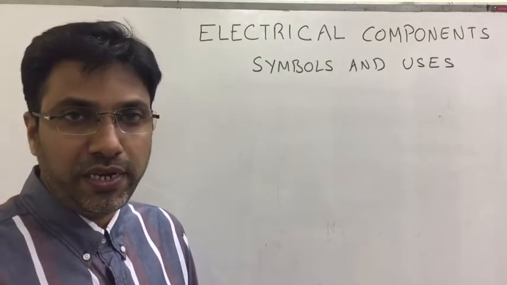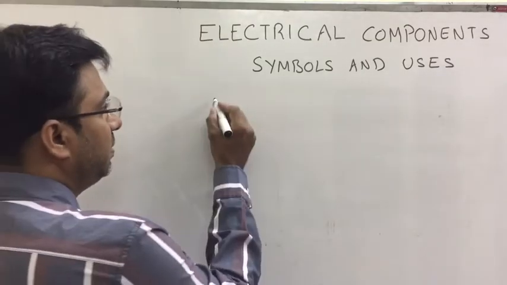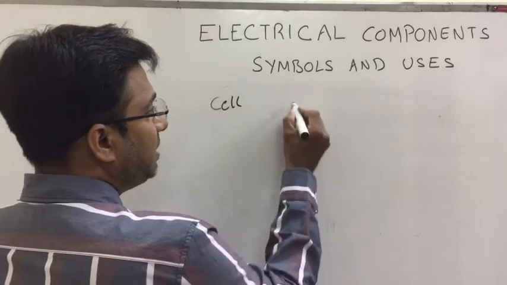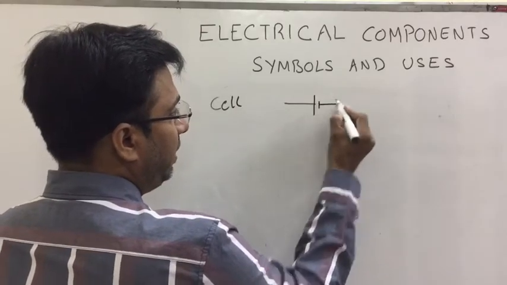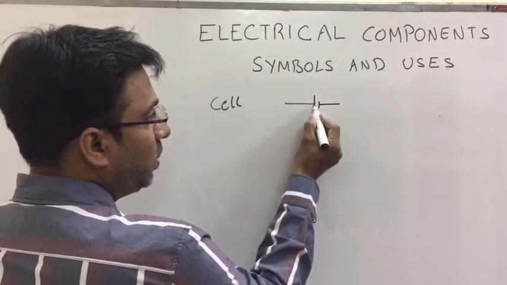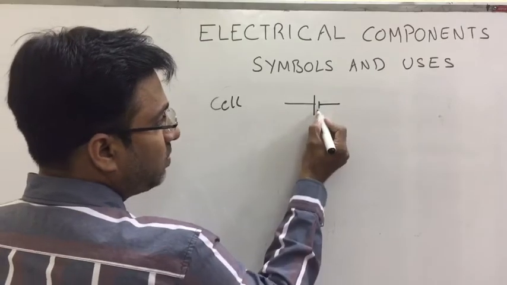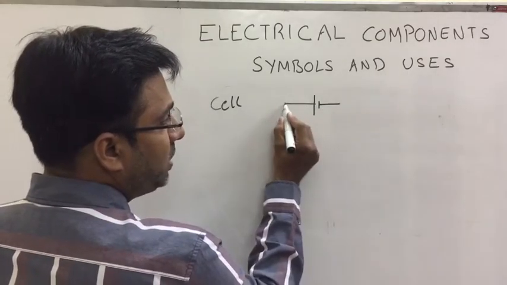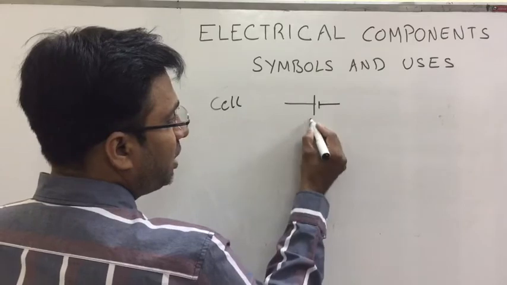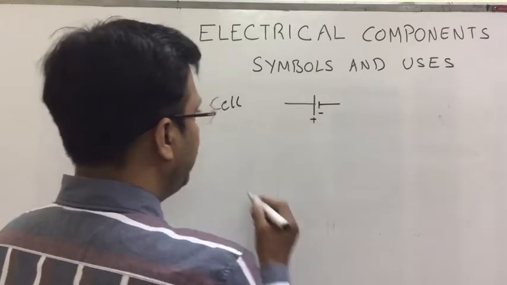The next component is cell. We represent cell in this way. So a big line, here also big, small one, small. Compared to this line should be small. So the bigger one is positive and the smaller one is negative.